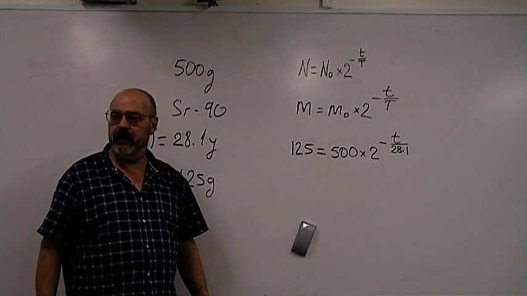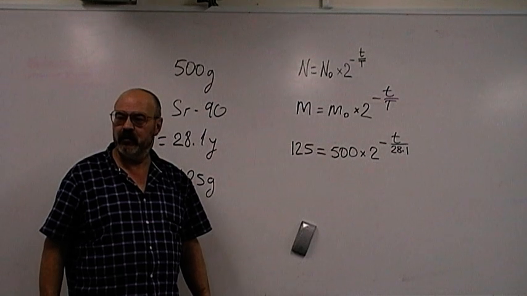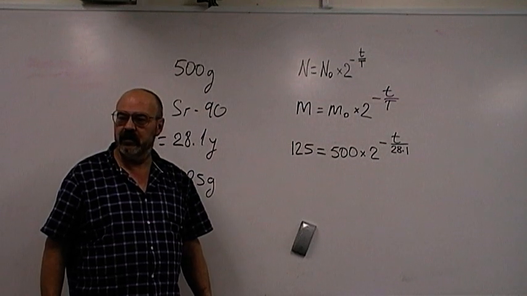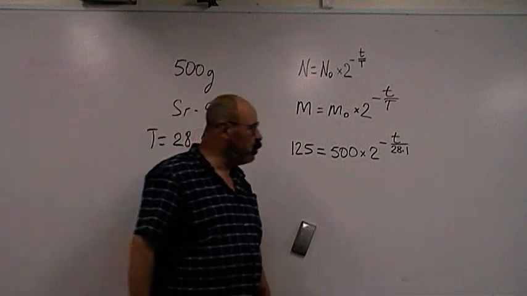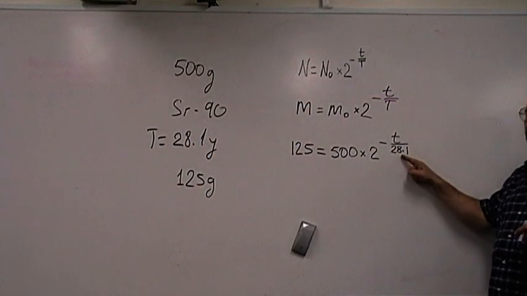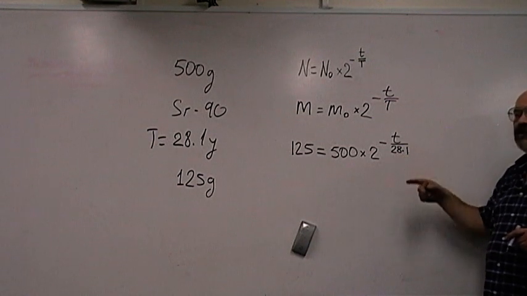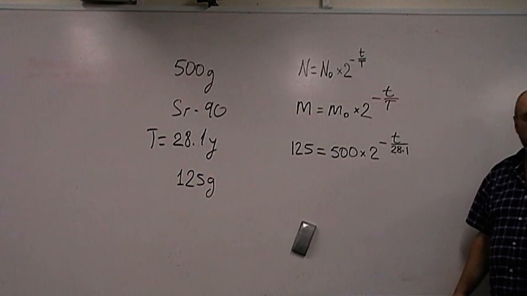So it doesn't matter if the half-life is in years or seconds, whatever, you still put it in the formula. The only thing is that time and period of half-life have to be in the same units. You cannot have one in years and another in days. They have to be the same.